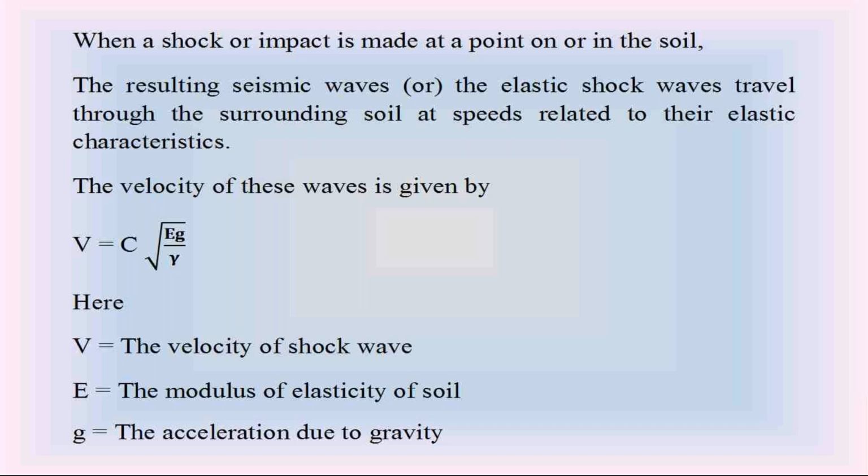That gamma is also different for different types of soils, since the velocity of the shock wave depends on Young's modulus of soil and the bulk unit weight of soil. Here E is different for different soils, gamma is different for different soils. So this velocity of shock wave is not constant in all the soil layers. They are moving with different velocities in different soils.